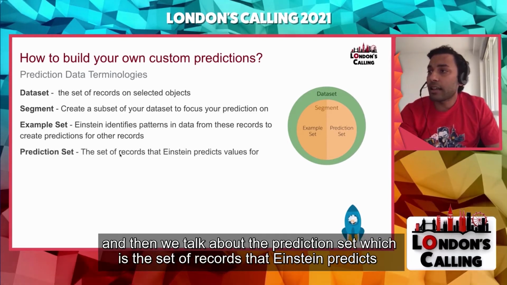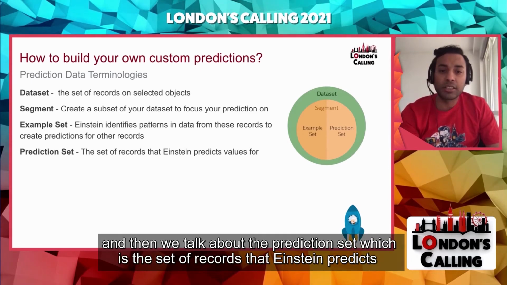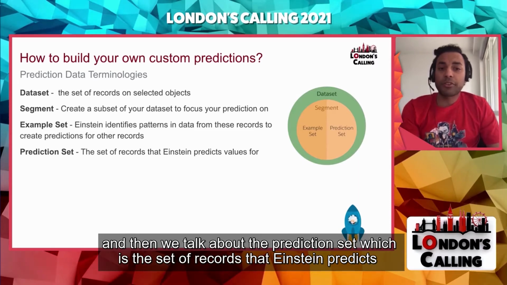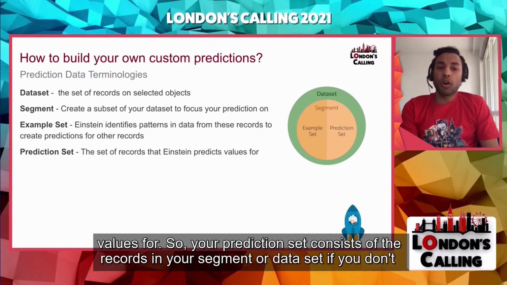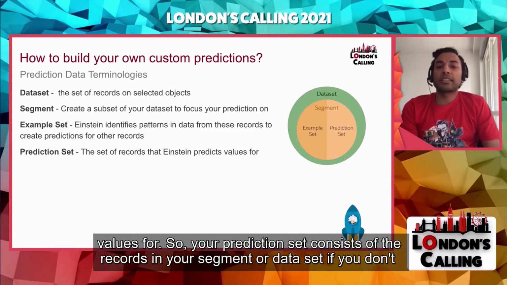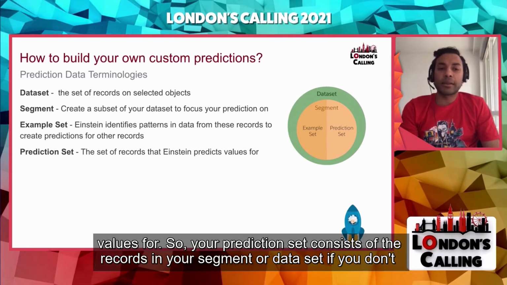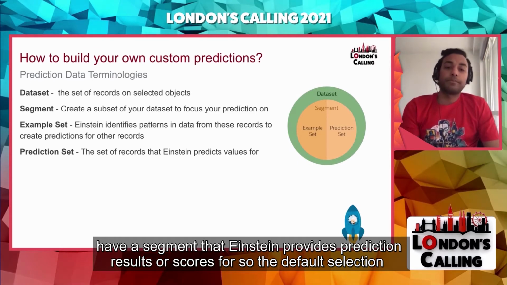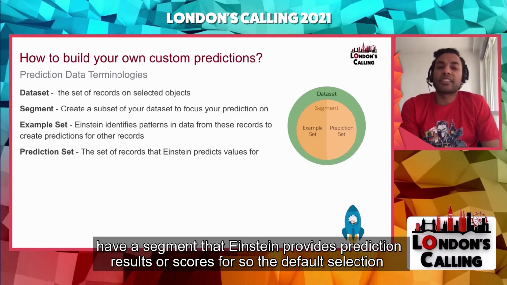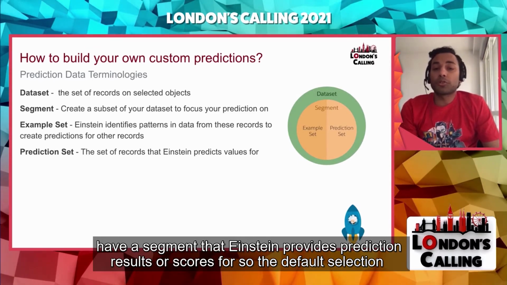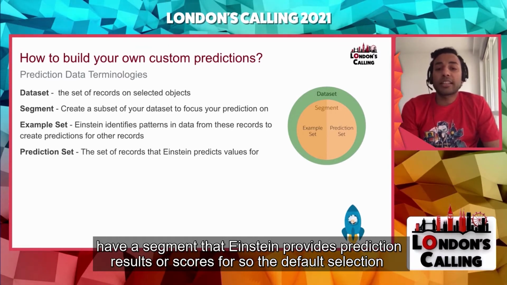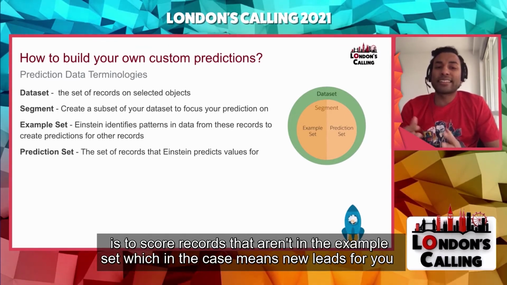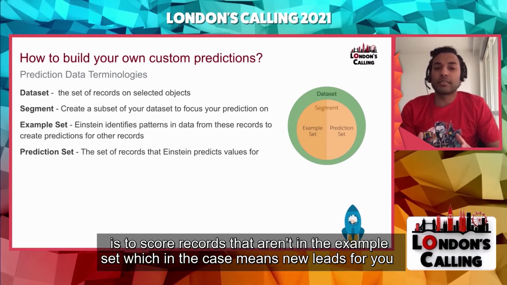And then we talk about the prediction set, which is the set of records that Einstein predicts values for. Your prediction set consists of the records in your segment, or data set if you don't have a segment, that Einstein provides prediction results or scores for. The default selection is to score records that aren't in the example set, which in this case means new leads for you.